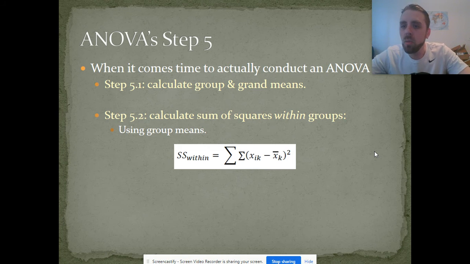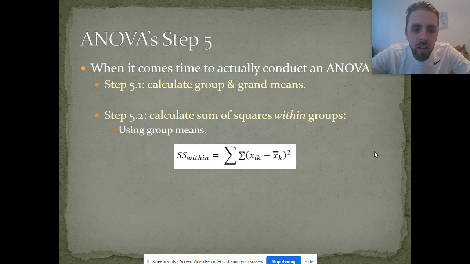Step 2, I will need to calculate the sum of squares within the group. It's the total sum of squared variation that is occurring within the groups. And in order for ANOVA to reject the null hypothesis, we generally want to find more variation between the groups and less variation within the groups. Because if it's all happening within the group, it's less important. The group is not really mattering there. So we do that using the group mean.